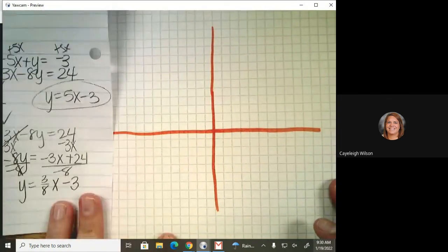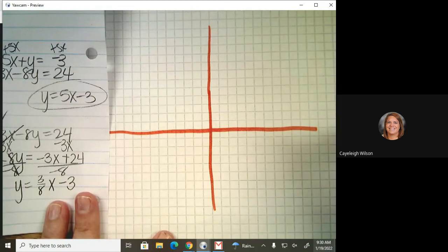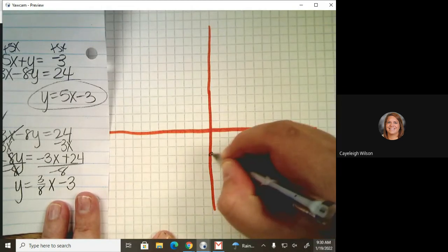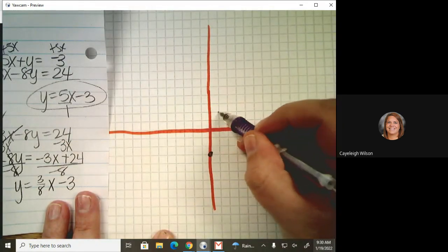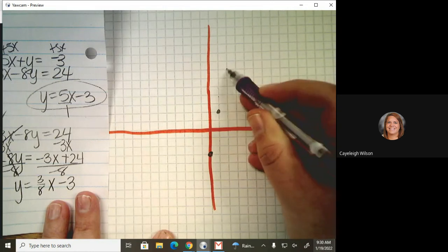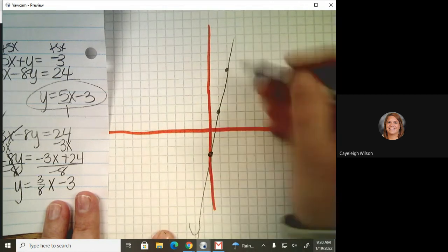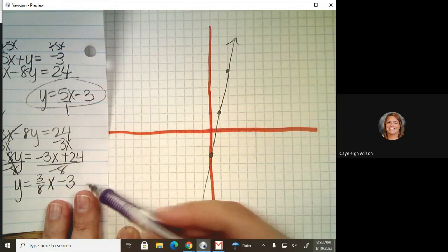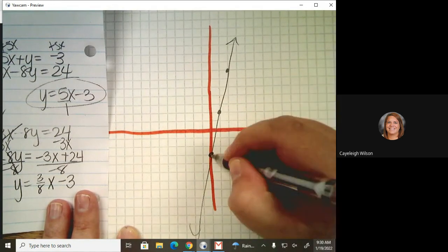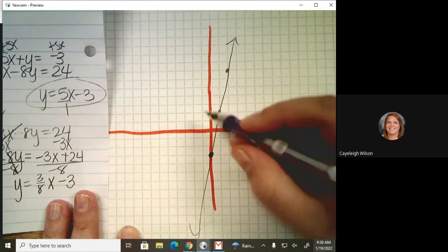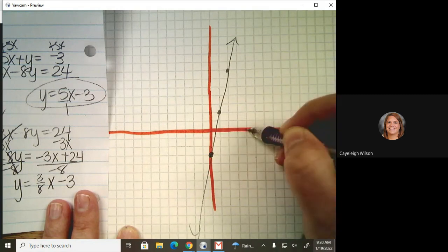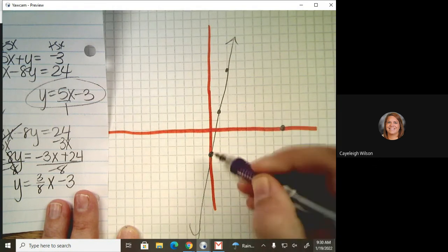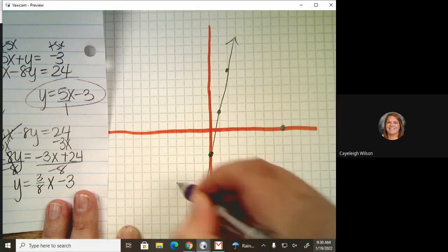Okay. All right, so the first one, y equals 5x minus 3. Where would I start at? Negative 3 for my y-intercept, and then my slope is 5 over 1. Rise 1, 2, 3, 4, 5, run 1. All right, the next one, y-intercept, negative 3, there it is. And then I'm going to rise 3, run 8. So 1, 2, 3, 1, 2, 3, 4, 5, 6, 7, 8. Or I could go down 3, left 8.